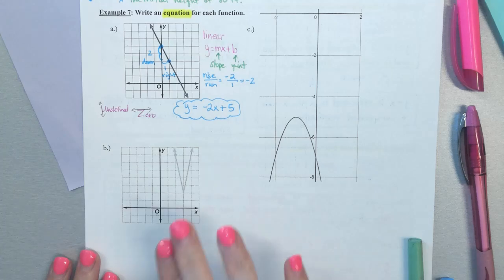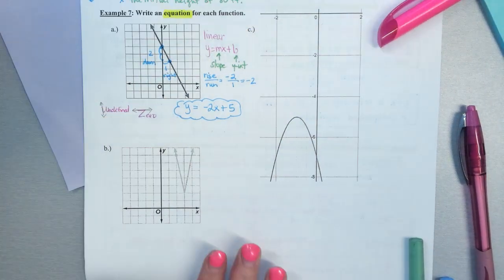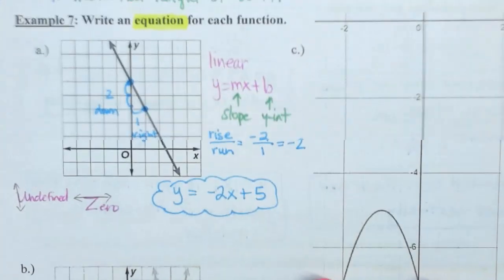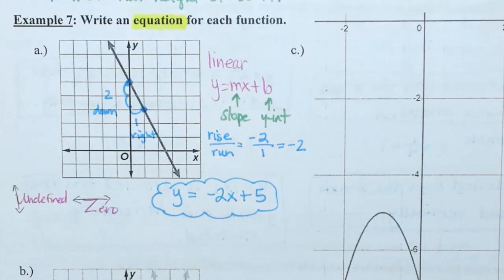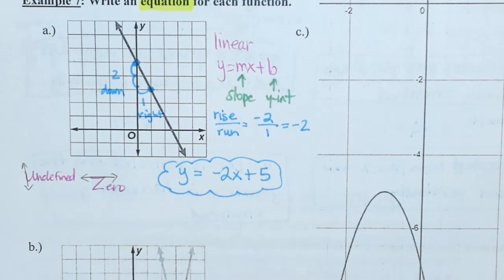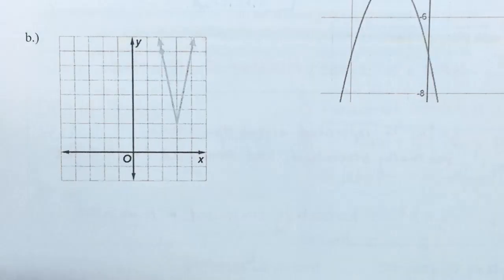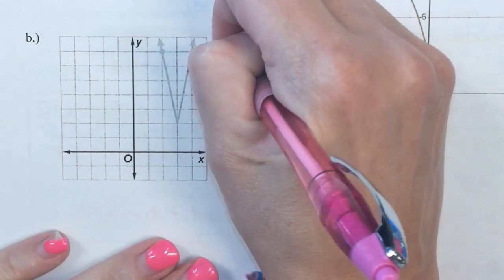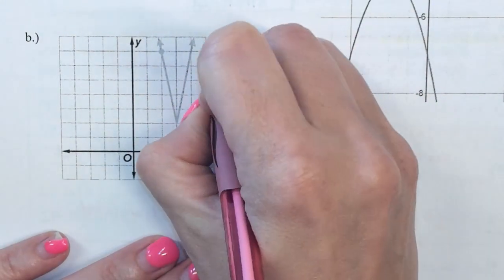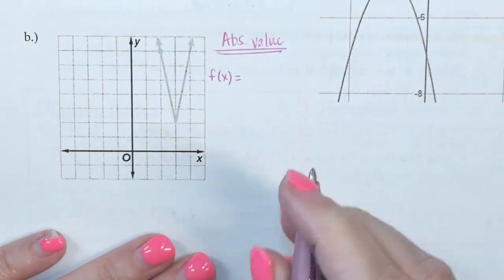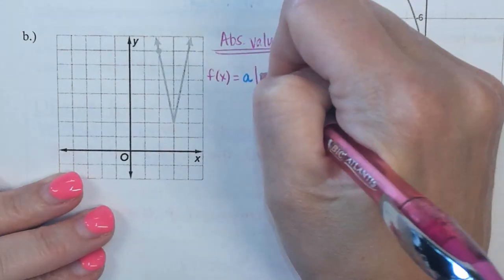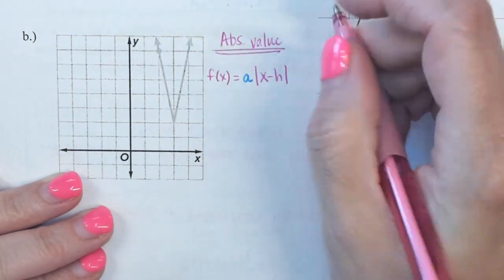Okay. All right. Now for B, you have the absolute value, which, like I said, we did some of this yesterday, but we did not talk about how the vertical stretches and compressions can affect that, and today we are. So if you have the absolute value, we are going to use the equation from yesterday, but we're going to add a little something to it. So we have f of x equals, and then in front of the absolute value, I just want you to put the letter a. So it's x minus h in the absolute value plus k.